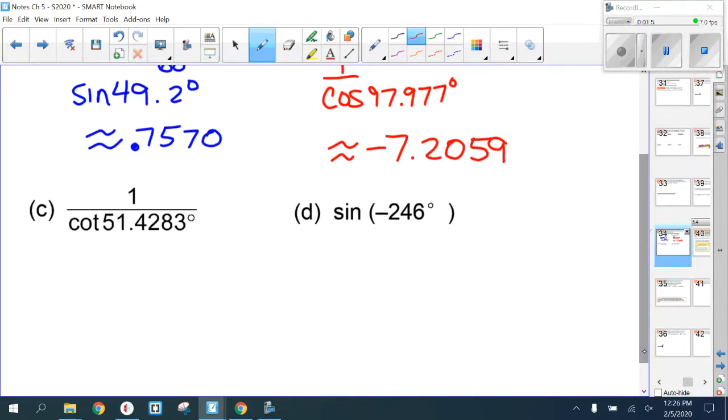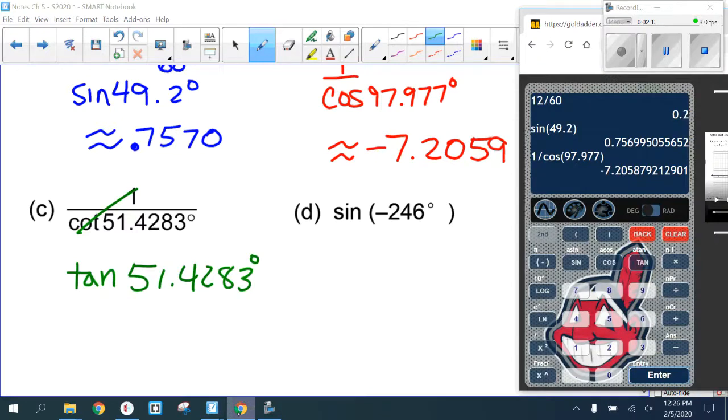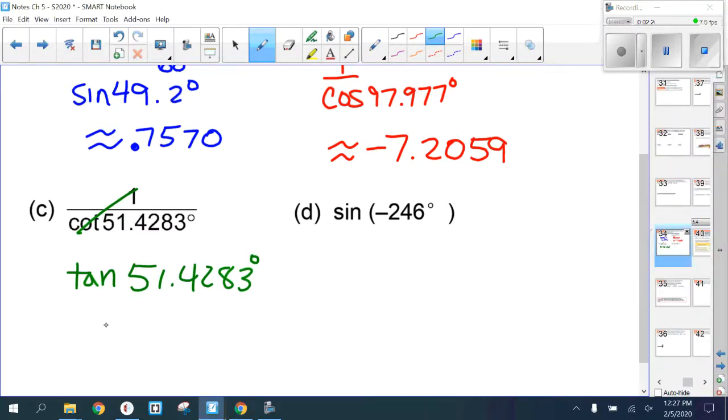So then what do you think we're going to do about part C when it says 1 over cotangent? Yeah, just change that to tangent. We know 1 over cotangent is equal to tangent. They are reciprocals, so it's tangent 51.4283 degrees. 0.2539.